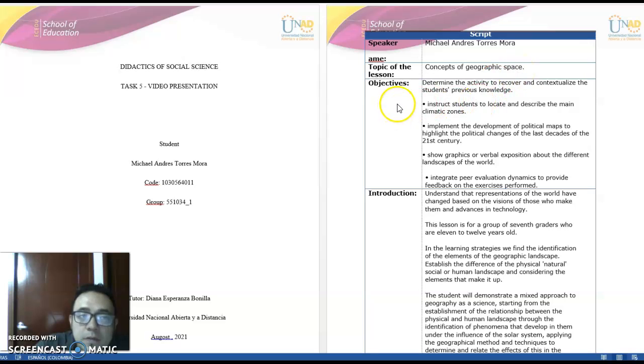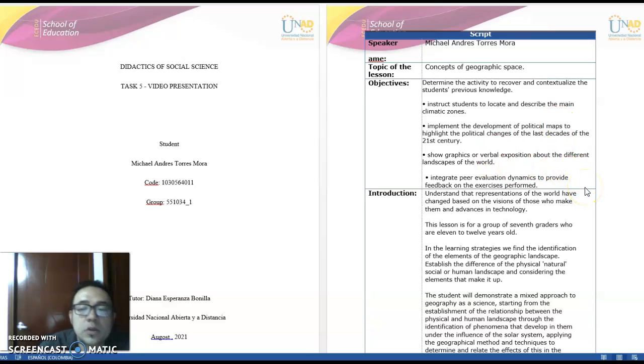What is the objective of the lesson? The objective is to determine the activities to record and contextualize the students' previous knowledge. Also, to instruct the students to locate and describe the main climatic zones, and then implement the development of political maps to highlight the political change of the last decades of the 21st century.